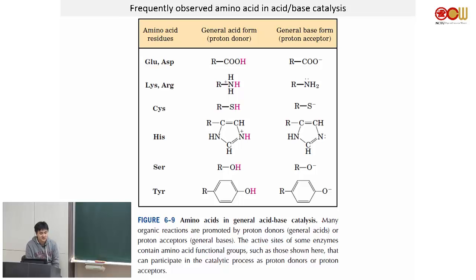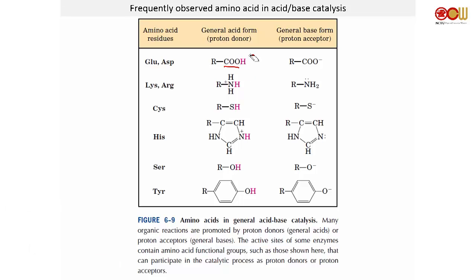Now, there are some amino acid residues that you should be familiar with, or at least comfortable with. These are glutamate and aspartate. Why? Because they are acids. This is the proton donor, so you can donate this proton. Or actually, for the most part, in physiological condition, it's going to be carboxylate. It's going to be the anion form, and it will draw protons towards it.